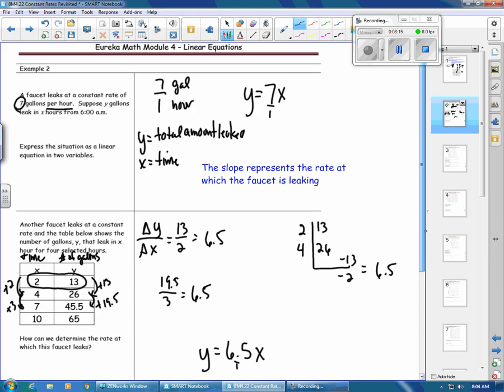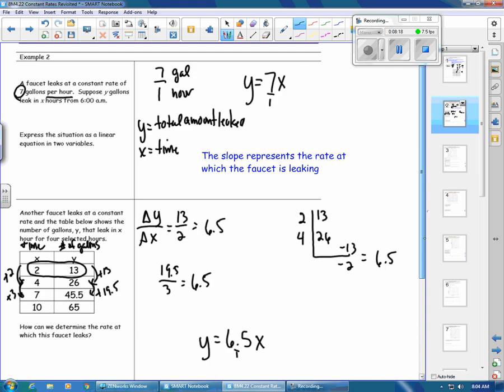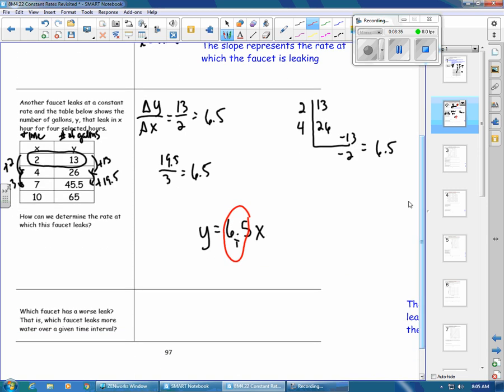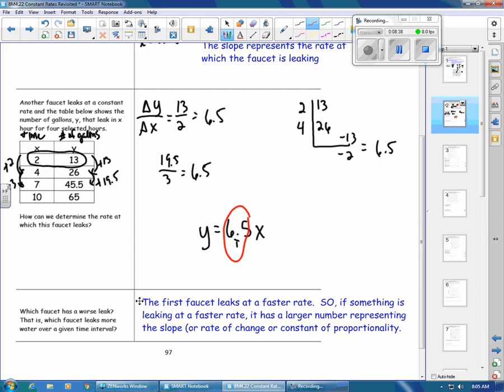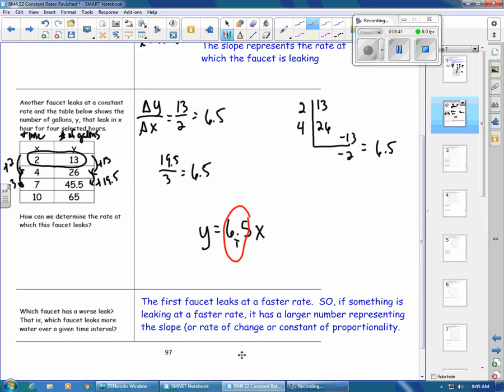So looking at these two scenarios, which one is leaking at a greater rate? Which one is going to have the most water wasted after the same number of hours? If we look at our rate at which they're leaking, hopefully you're recognizing that 7 is a greater number than 6.5. So the first faucet is leaking at a faster rate. If something is leaking at a faster rate, it has a larger number representing the slope, or the constant rate of change, or the constant of proportionality. Again, those three ways of saying things, saying exactly the same thing using different words.